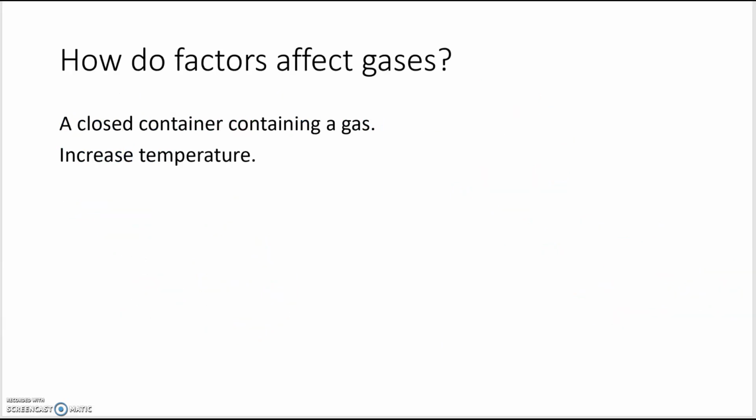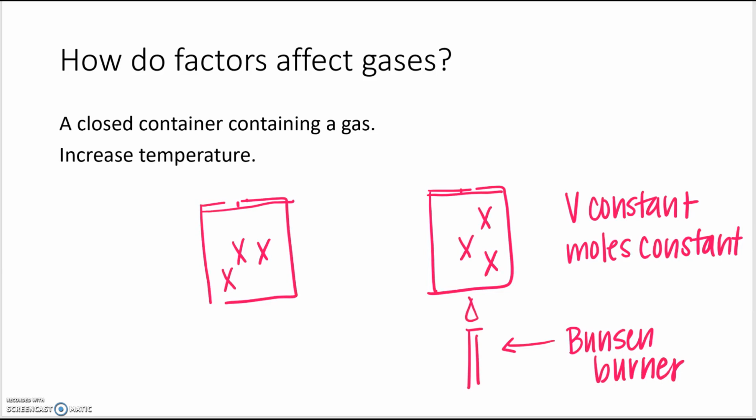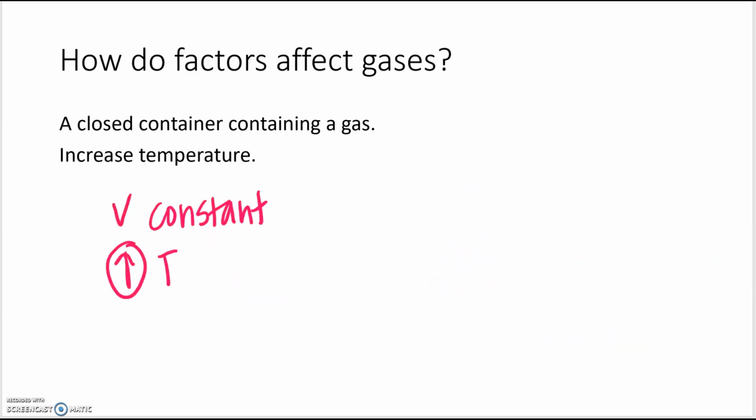All right, another scenario. How do factors affect gases? This time we're going to have a closed container containing a gas, and we're going to increase the temperature. So I'm going to draw my containers without a piston, because volume is constant, so volume's not changing. Same number of X's, same number of gas particles in each container, but one of them I'm going to heat up. So you see my Bunsen burner. So volume is constant, but temperature is going to go up. So what does it mean if temperature goes up? So remember, that is the energy of the gas particles. So if they have more temperature, they have more energy, so therefore they move faster.